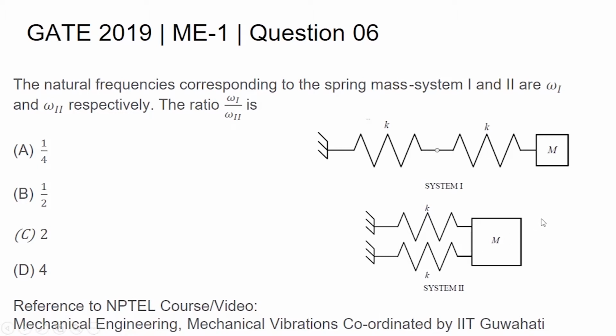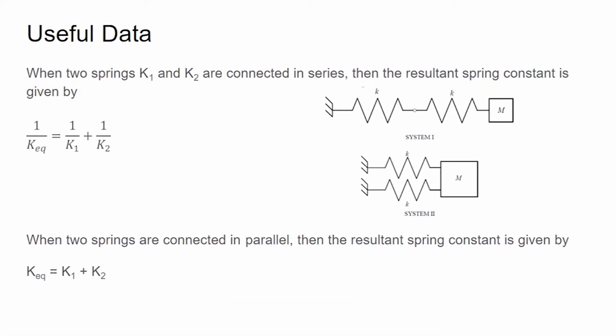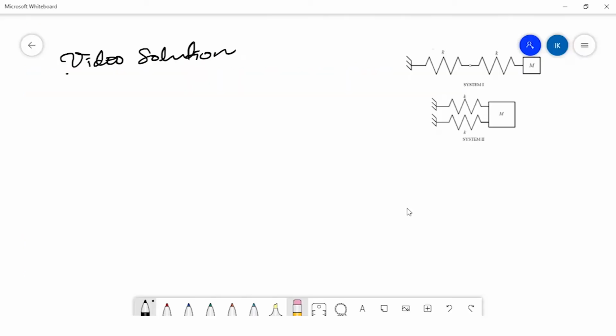Before going to the video solution, let's see some useful data. When two springs K1 and K2 are connected in series, then the resultant spring constant is given by 1 by K equivalent equal to 1 by K1 plus 1 by K2. When two springs are connected in parallel, then the resultant spring is given by K equivalent equal to K1 plus K2. I'll be explaining these formulas in the video solution.